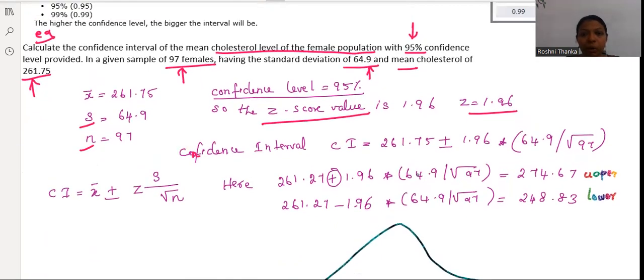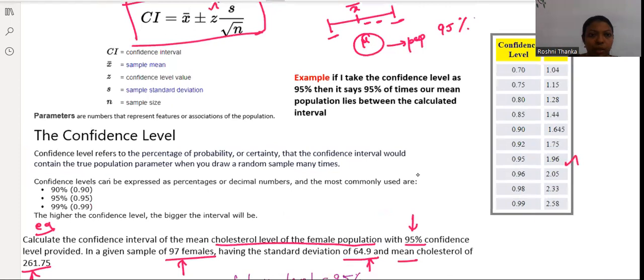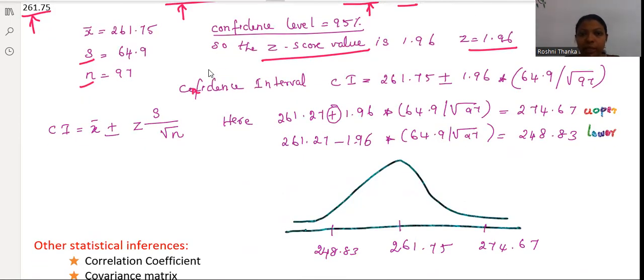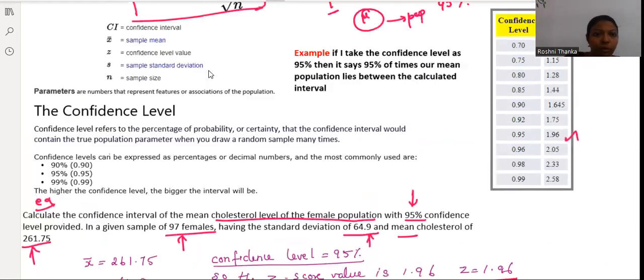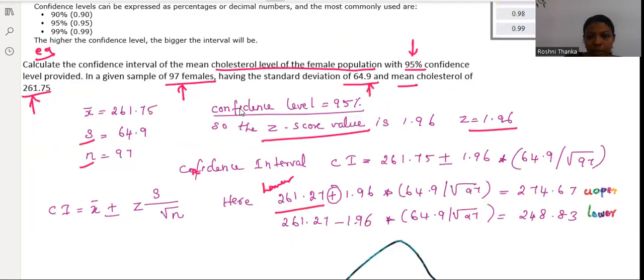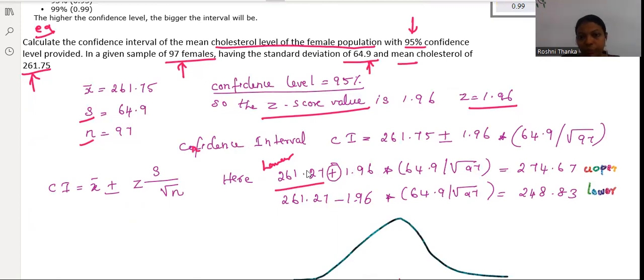When we apply all these values to this formula, we are able to get it. To find the lower limit, what will you do? We have to find the mean. Lower limit means we'll take the mean minus z into S divided by square root of n. Here, for the upper limit, it is the mean plus 1.96, that is the z value, into S divided by square root of n.